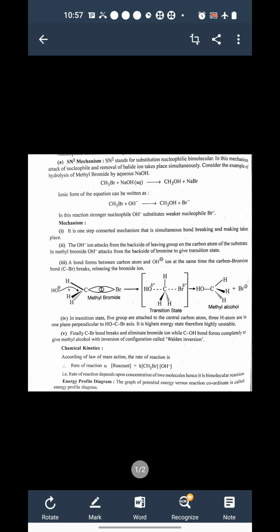Here we are dealing with a nucleophile, meaning our attacking agent is a nucleophile. A nucleophile is a species which carries a negative charge, and it is attracted towards an electron deficient atom or site.